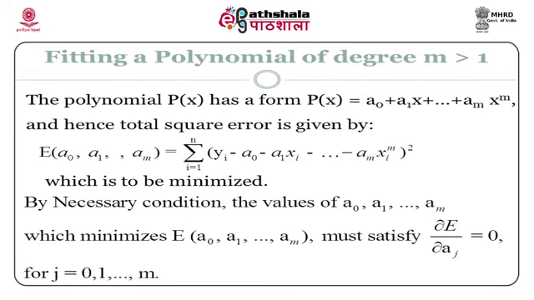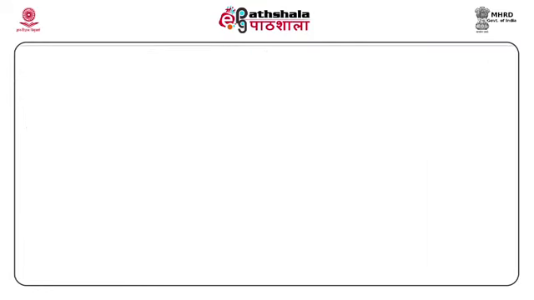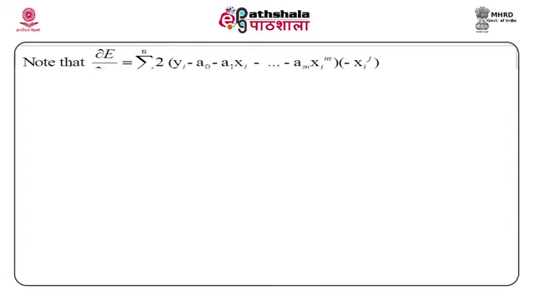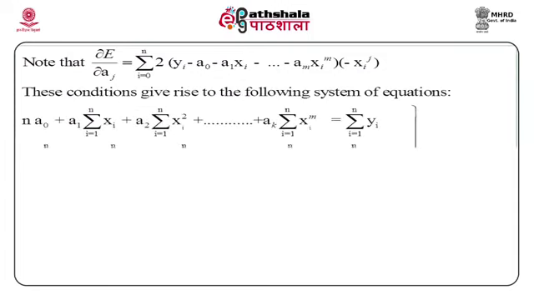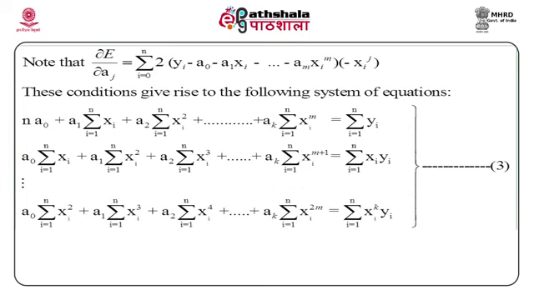If you take these partial derivatives, you can see that the partial derivative of E with respect to aj will be given by the sum over i = 1 to n of 2 times (yi - a0 - a1xi - ... - am xi^m) into (-xi^j), because that is the coefficient of aj in that expression. These conditions give rise to the following system of equations.